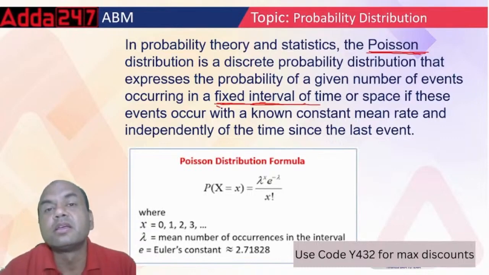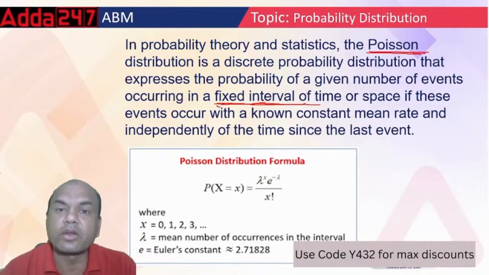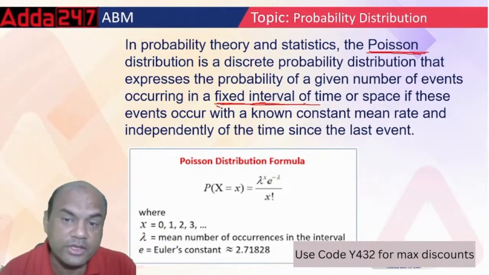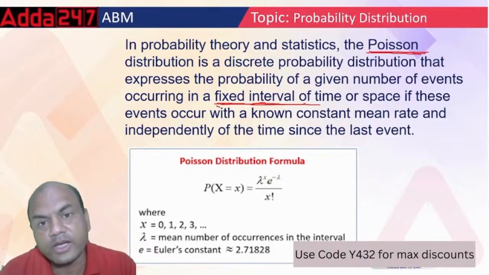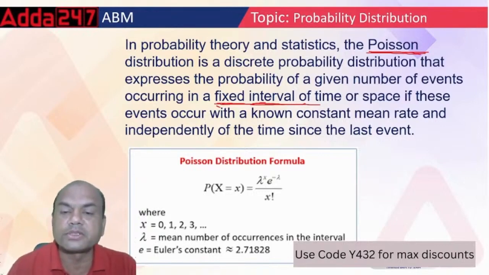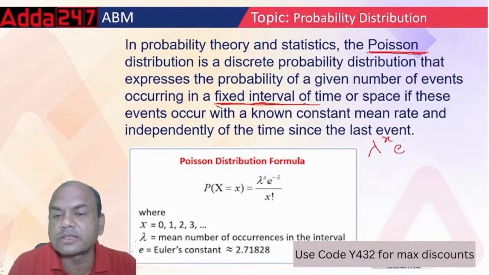For example, electricity in a city or in an area, every day 3 hours electricity is not there. So this is a constant phenomenon. When you get such problems, you understand that it's a Poisson problem. What is the formula for Poisson? See this. The formula for Poisson is lambda raised to x, or e raised to minus lambda, upon x factorial.